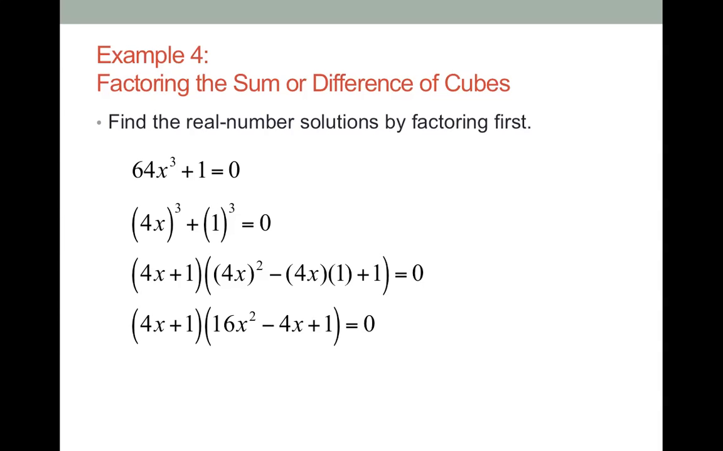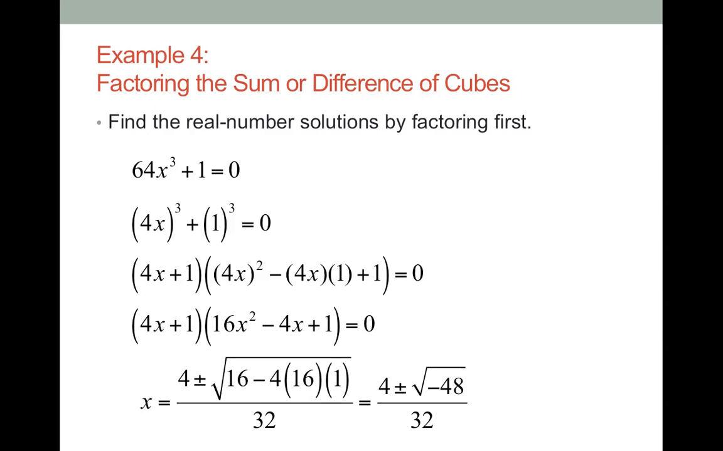Now it doesn't look like factoring is going to be a particularly easy process with this, given that we have 16 for an A and 1 for a C, and we're trying to get a -4 for B. So if factoring doesn't look like it's going to work here, let's just test out the quadratic formula for a second. If I use the quadratic formula on that quadratic factor, it would look something like this. And I would end up getting a square root of -48, which means I would not be able to get real solutions from that quadratic.